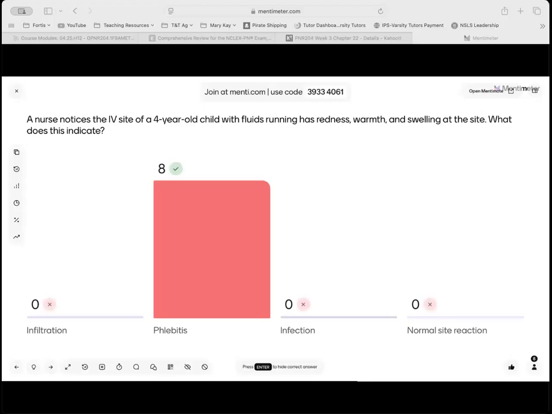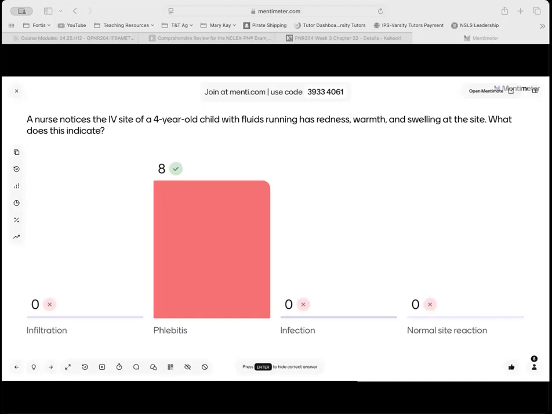You guys are on it. So this patient has phlebitis. They have inflammation of that vein caused by either irritation from the catheter, the medication, or they might be starting to develop an infection. So we see redness, warmth, and swelling, as well as pain at that IV site.